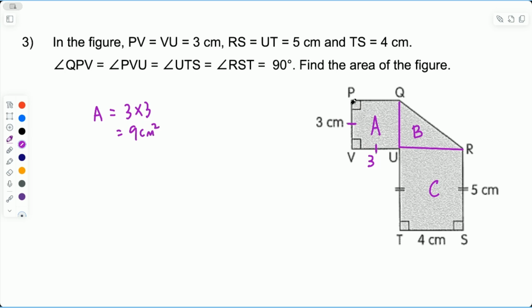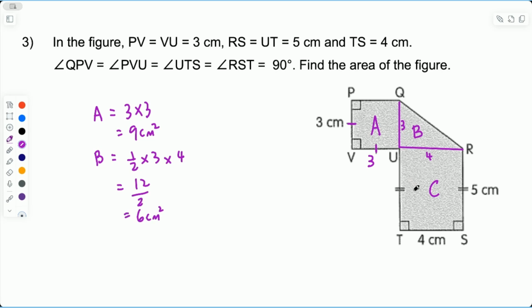Since PV is 3 cm, QU will also be 3 cm. This length is equals to this length. They are 3 cm. And since TS is 4 cm, UR will also be 4 cm. The length of UR is 4 cm. To find the area of this triangle B that we have labeled, it will be half times the height times the base. That gives us 12 over 2, which is 6 cm squared.